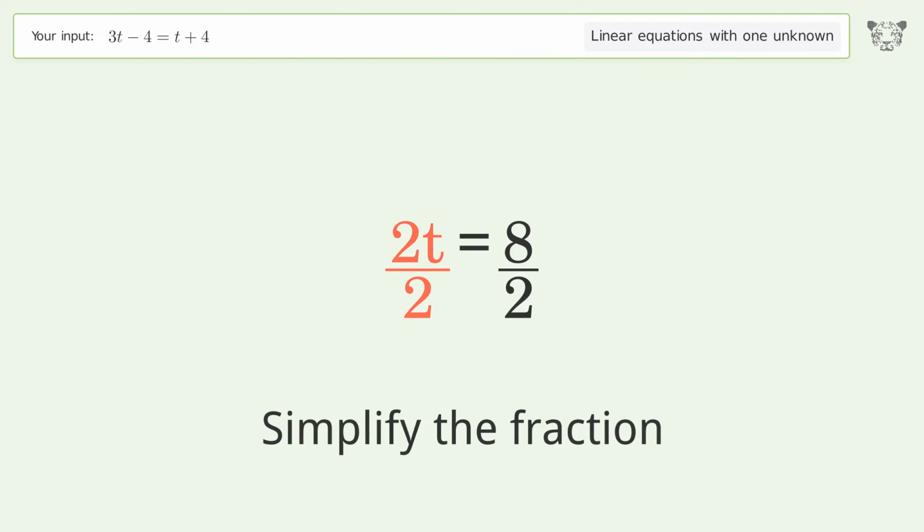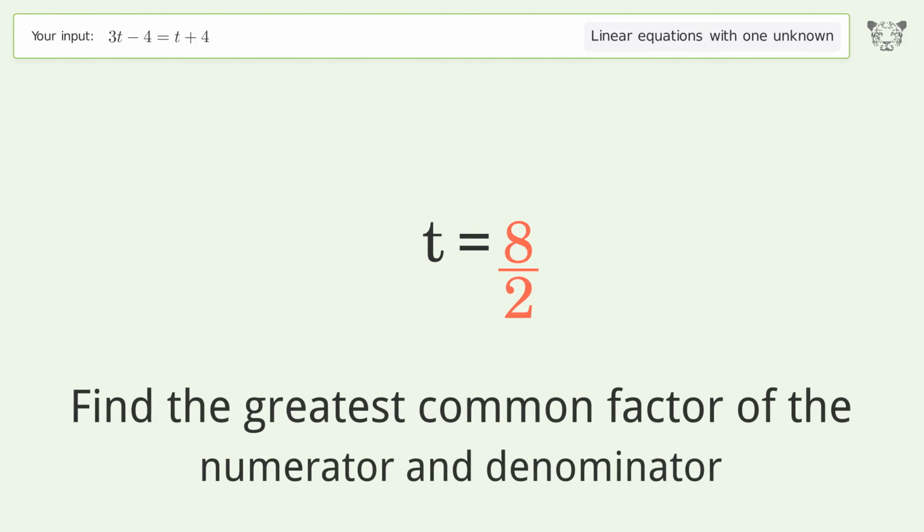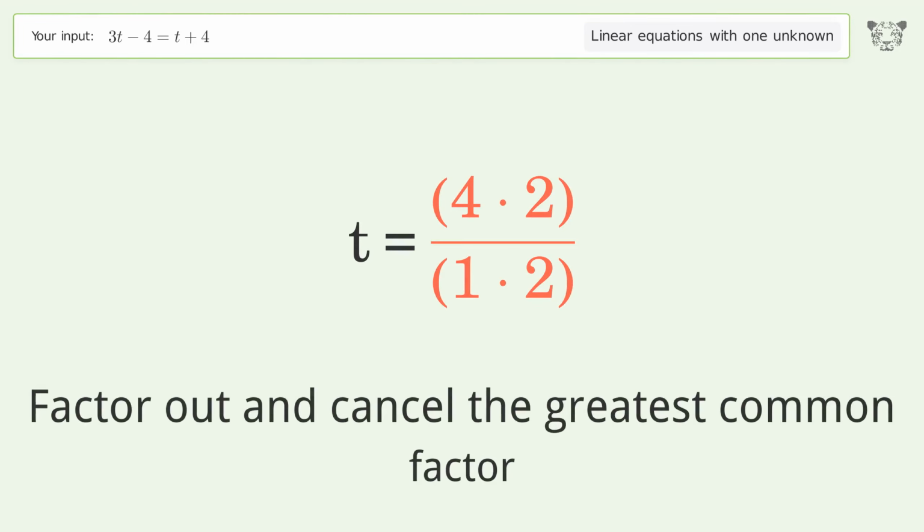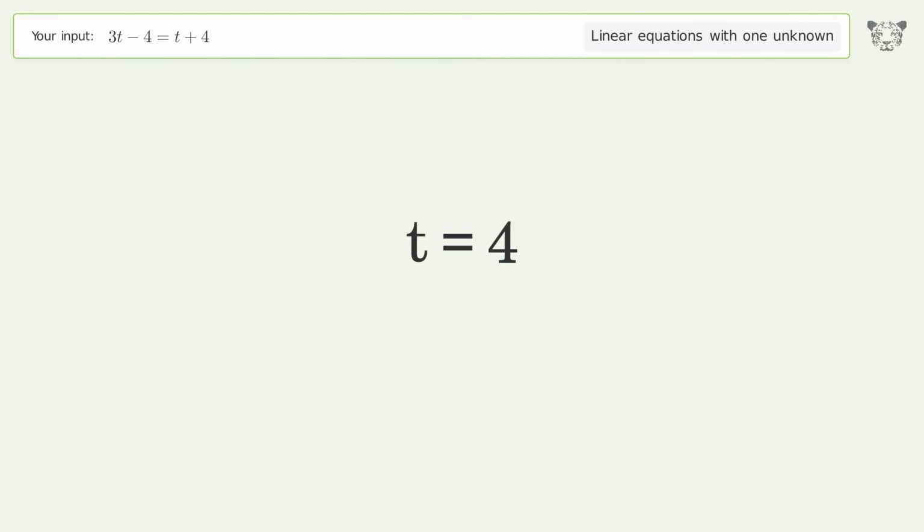Simplify the fraction. Find the greatest common factor of the numerator and denominator. Factor out and cancel the greatest common factor. And so the final result is t=4.